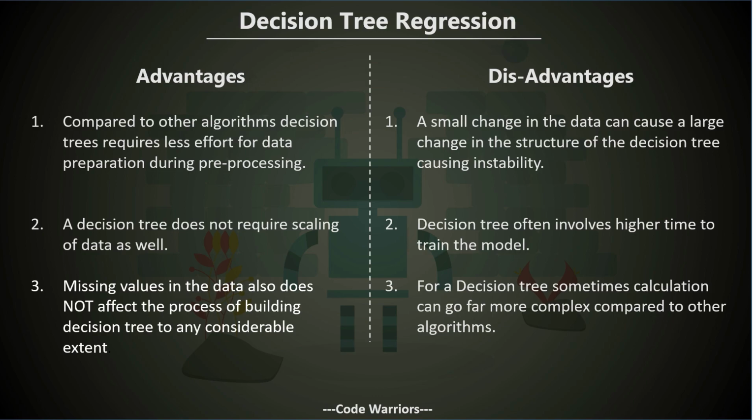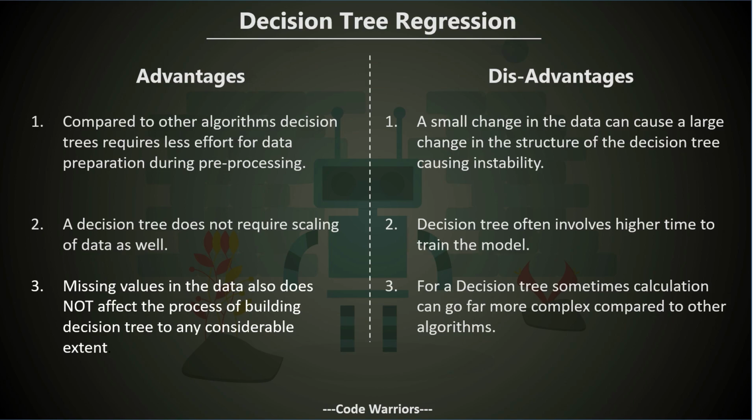Now the second, a decision tree does not require scaling of our data. This step is also a part of data preprocessing, where we don't have to scale our data, which means standardizing our data or normalizing our data into the same range for all the columns of the data set. So this work is also not required.